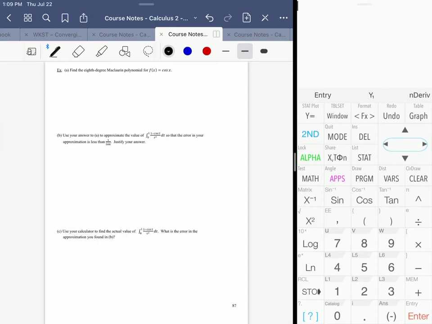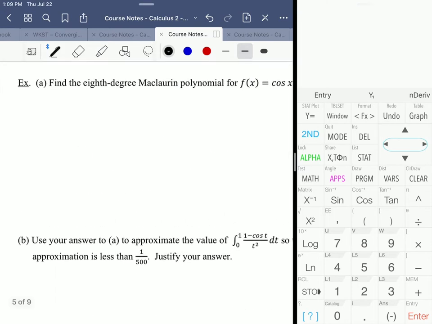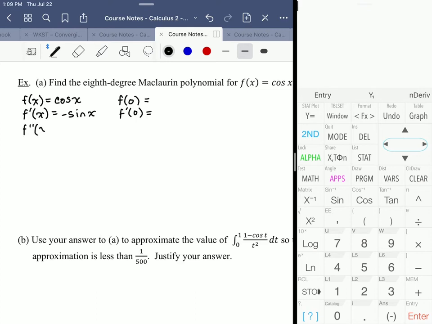p87 is asking for the 8th degree Maclaurin polynomial for cosine of x. All right, so we've got to get down to business here. We know f of x is given as cosine of x, f prime of x is negative sine of x. But as I do this, what I'm going to do is evaluate this function and its derivatives as we go, the idea being to see if we can recognize a pattern.